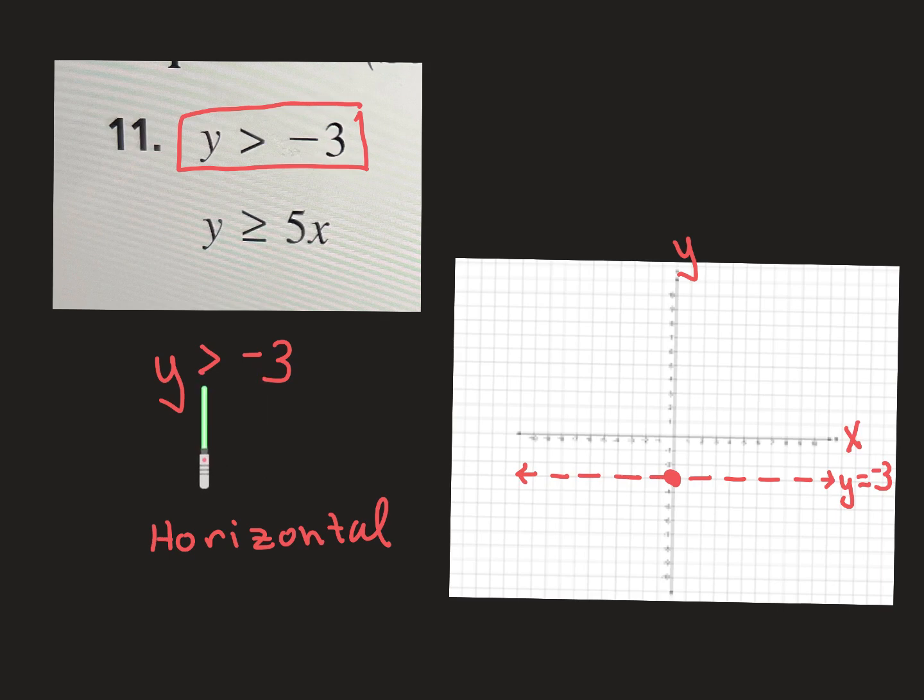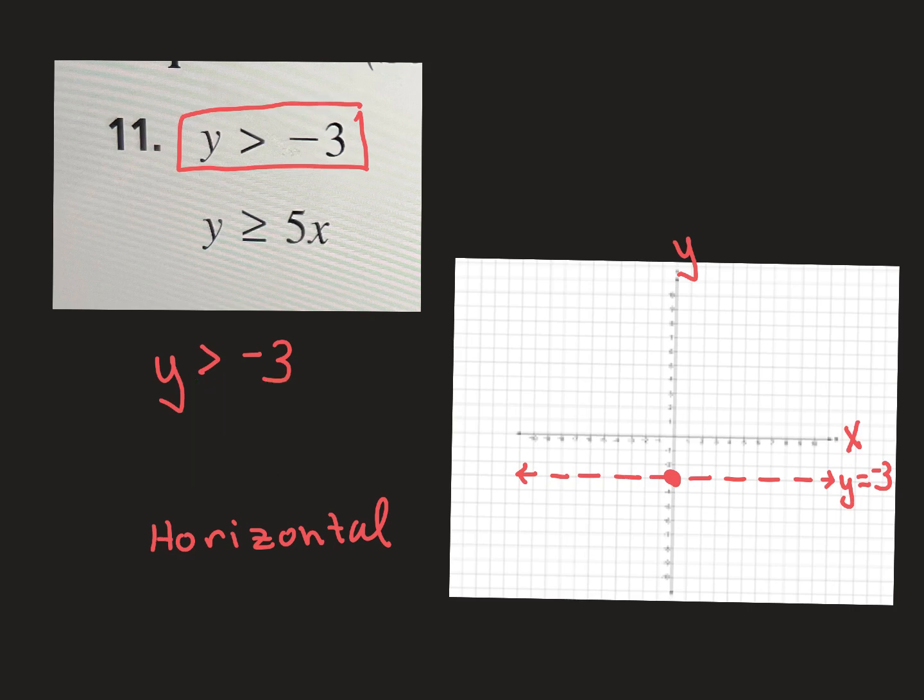I got to graph y is greater than -3. So I'm not allowed to include -3 in the solution set. I have to graph values that are strictly above or greater than -3.